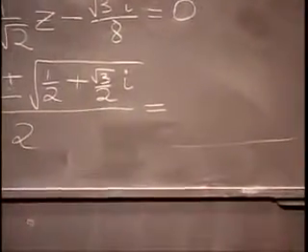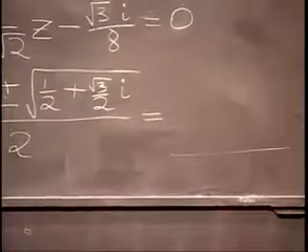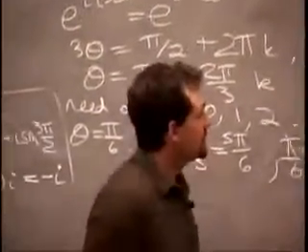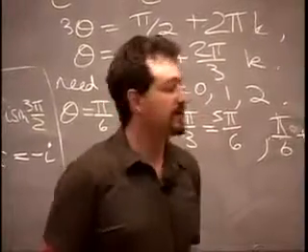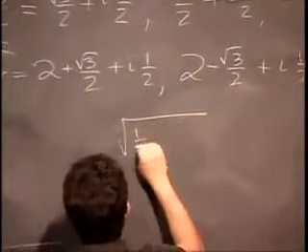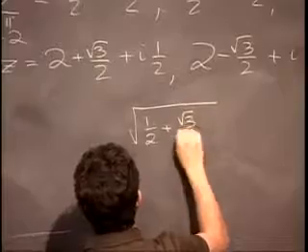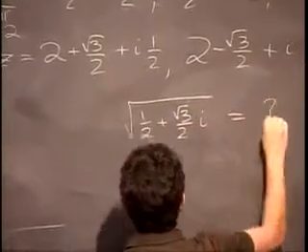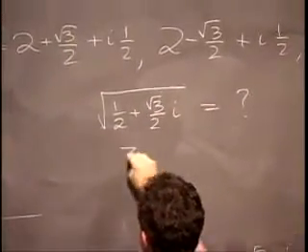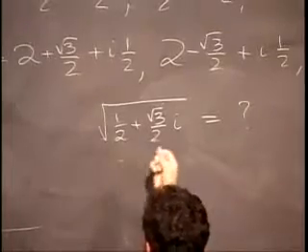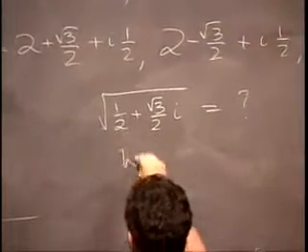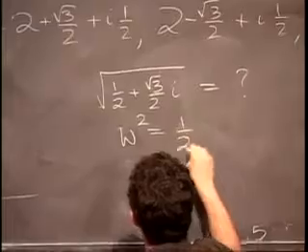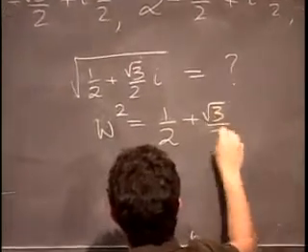Well, guess what? In order to find this, we have to find the square root of the complex number 1/2 plus root 3 over 2 i. So before we can finish the problem, we need to find the square root of 1/2 plus root 3 over 2 i. That means we need to solve the equation. I need a different number. Say, I don't know, w squared is 1/2 plus root 3 over 2 i.